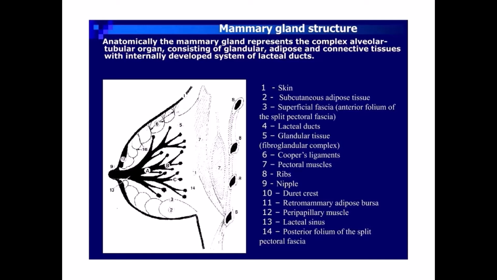1. Skin. 2. Subcutaneous adipose tissue. 3. Superficial fascia, anterior folium of the split pectoral fascia. 4. Lacteal ducts. 5. Glandular tissue, fibroglandular complex. 6. Cooper's ligaments. 7. Pectoral muscles. 8. Ribs. 9. Nipple. 10. Durat crest. 11. Retromammary adipose bursa. 12. Peripapillary muscle. 13. Lacteal sinus. 14. Posterior folium of the split pectoral fascia.